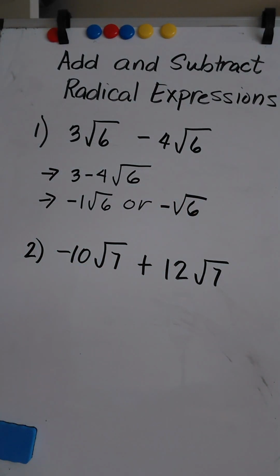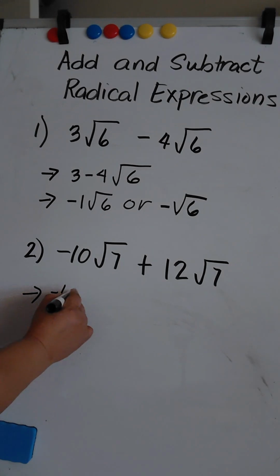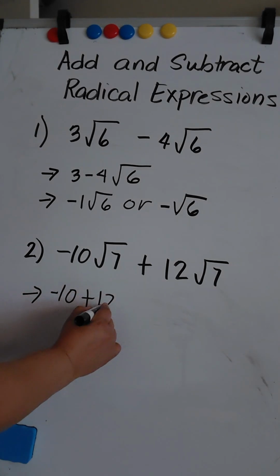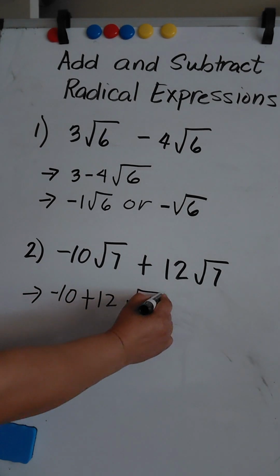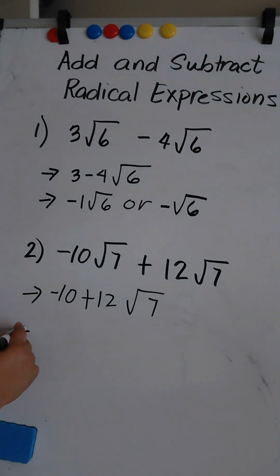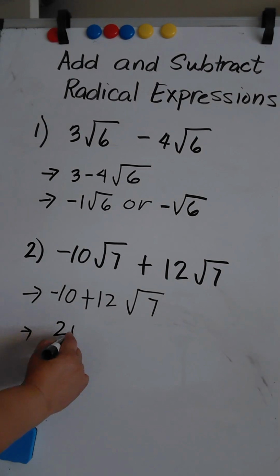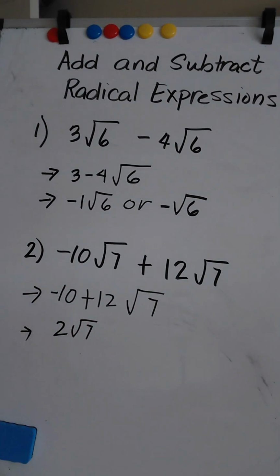Okay? Now, for number 2, basically 7 is a prime number, so that cannot be factored out anymore. So let's perform right away the addition of radicals. So negative 10 plus 12 square root of 7. Adding different signs, subtract the numbers, and then copy the sign of the larger number. So that would be 2 square root of 7.